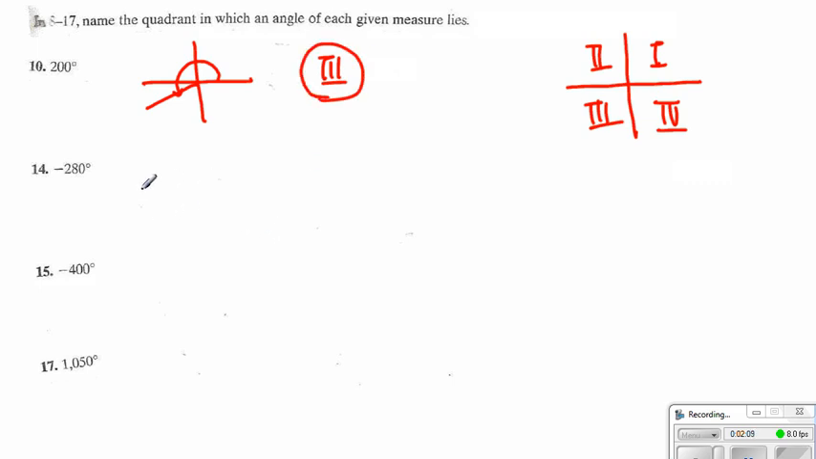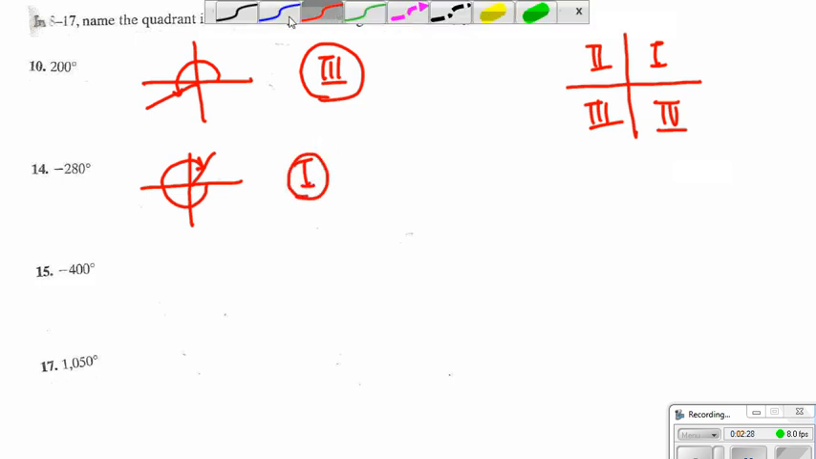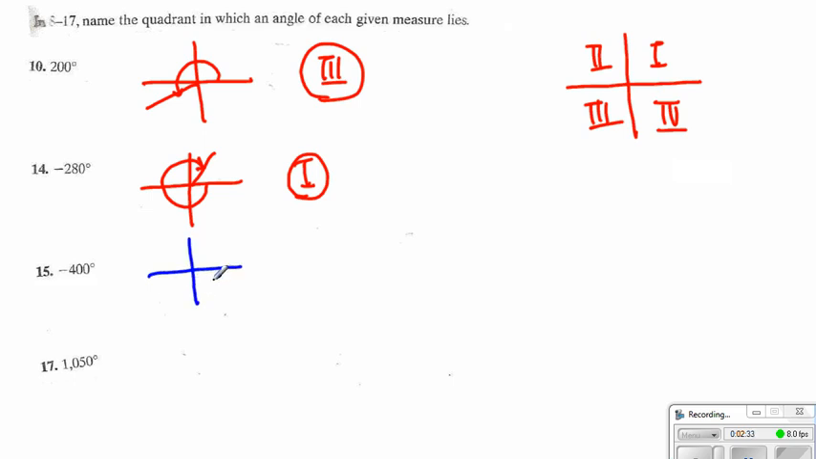Negative 280 means we need to go backwards. If you had to come over here, it's 90, 180, and this would have been 270. But 280 is already more than that, so we're going to come down here. So in fact, we're going to come to the first quadrant. How about here, negative 400? If you go around the circle one time, it would have been 360. So if I come around, it will be 360, but I have to go a bit further. So therefore, I'll be right over here. That will be negative 400, which will be the fourth quadrant.